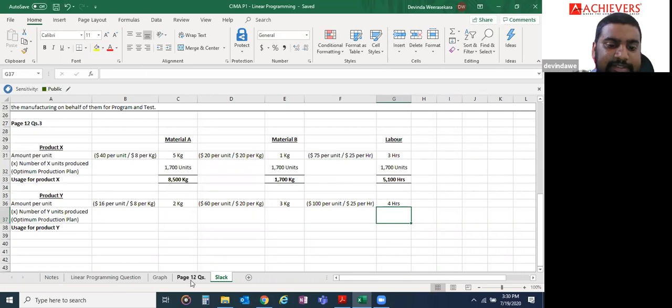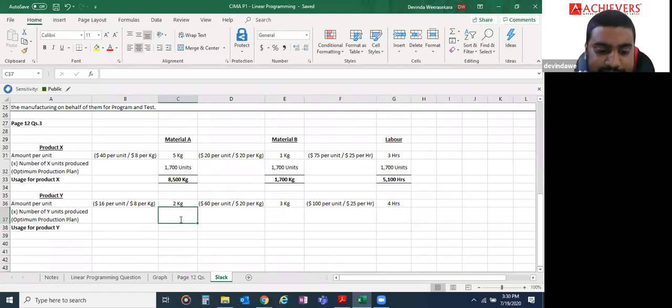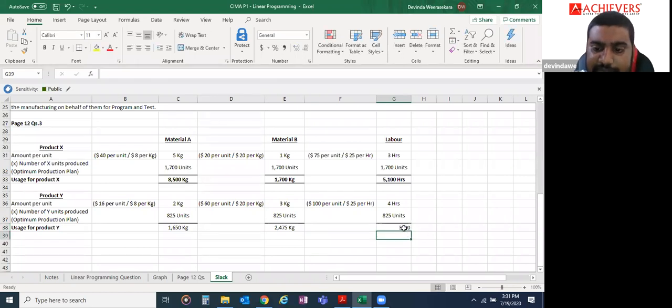Multiplied by number of Y units. Check the optimum production plan we did last week. 825 units. Right? So 2 into 825 is 1650 kilos for material A. 3 into 825, 2475 for material B. 4 into 825, 3,300 hours for labor.